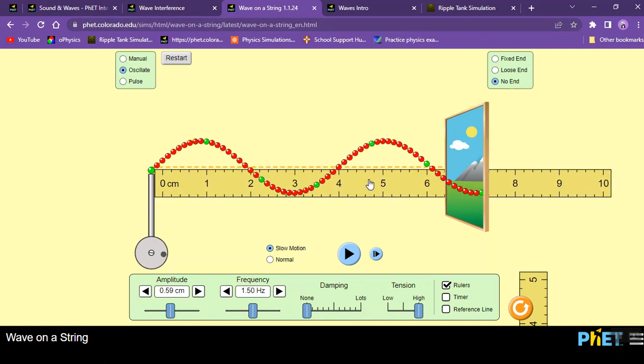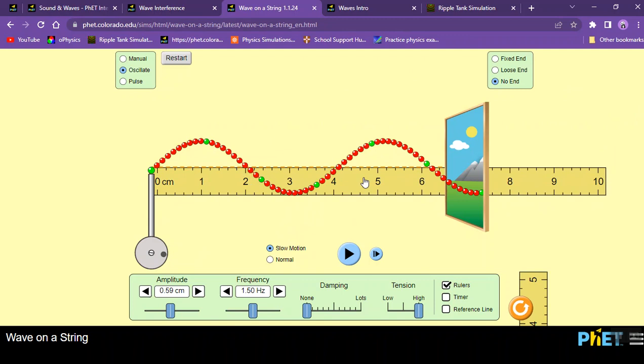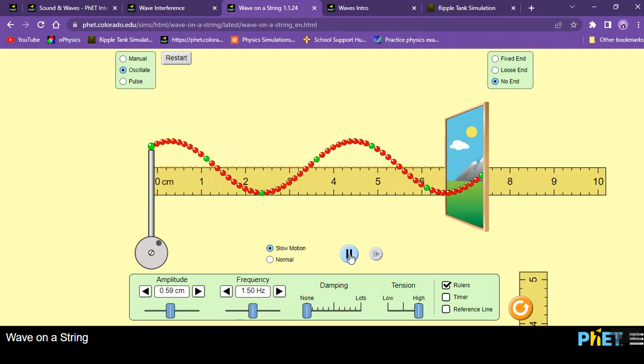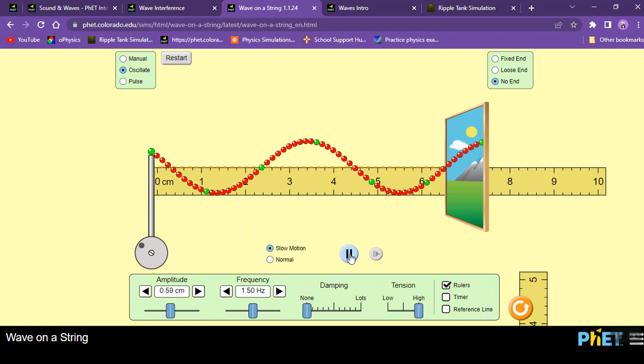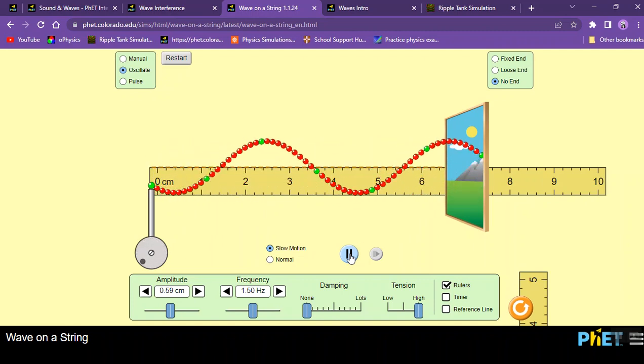So we need to know the wavelength, and that we measure with a measuring device. So we can see here that from the starting point to this point is just, let's say, 4.1 centimeters. And here at the bottom we see the frequency, how frequent they are, is 1.5 hertz. Now if we take those two, we can use those values to calculate the speed of the wave.